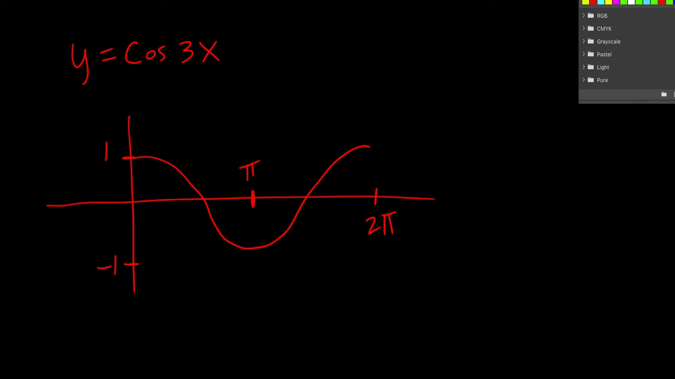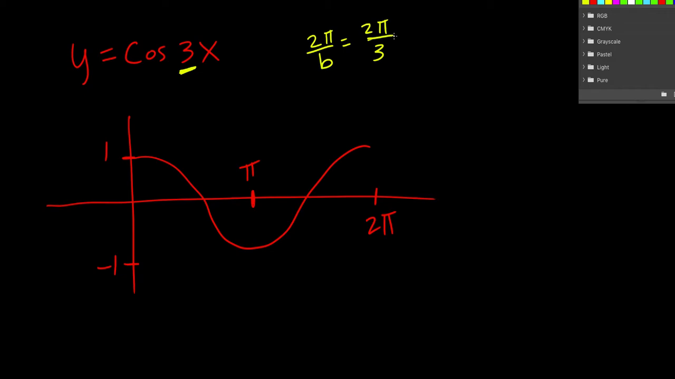Now, the 3 is going to make it so we need to draw 3 cosines within that same period. In your book, they say 2 pi over b equals the new period. So we're just going to take 2 pi, which is the original period, and divide it by b, or in this case 3. So it's going to be 2 pi thirds is the period.